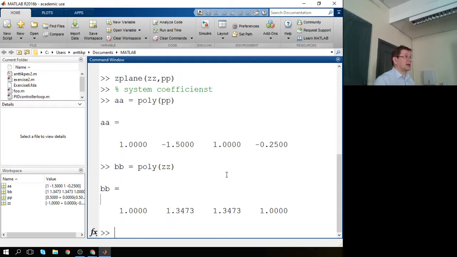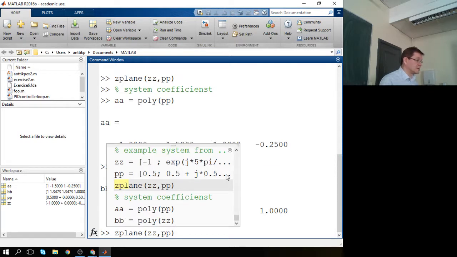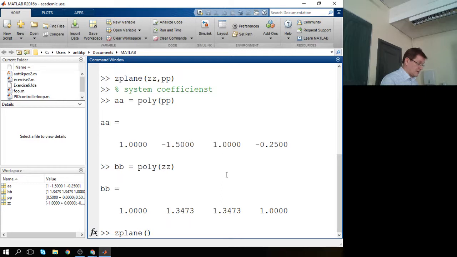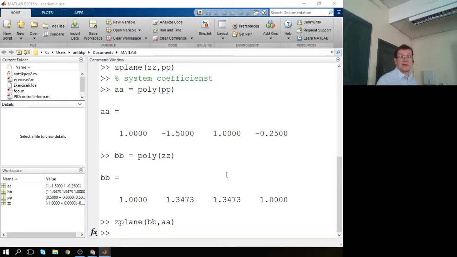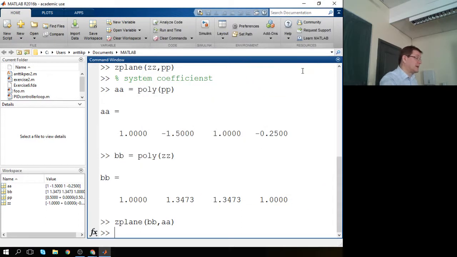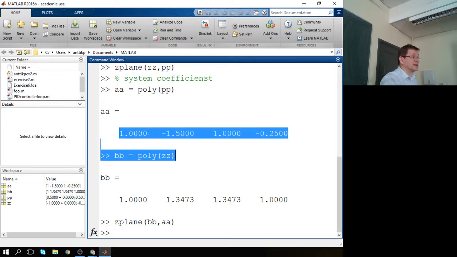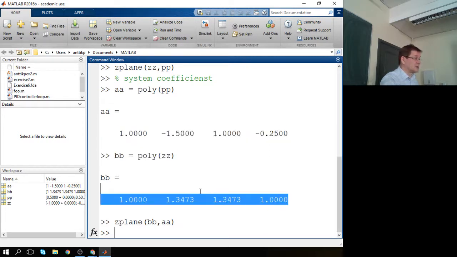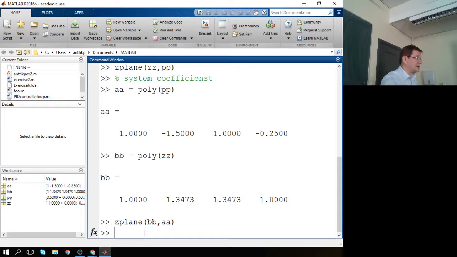Now I can start calculating different things. Let me, just for fun, calculate the z-plane again to make sure everything is okay. This should come up with exactly the same looking picture as the previous one. Yep, it does. So I have the system coefficients instead of just the zeros and poles. Next step, let's calculate an impulse response.